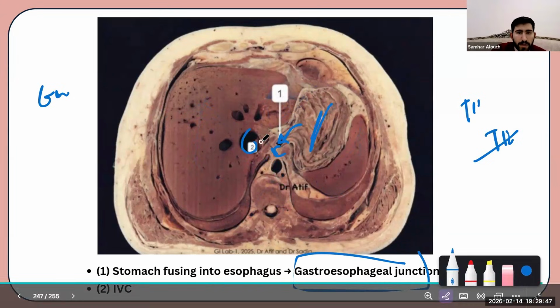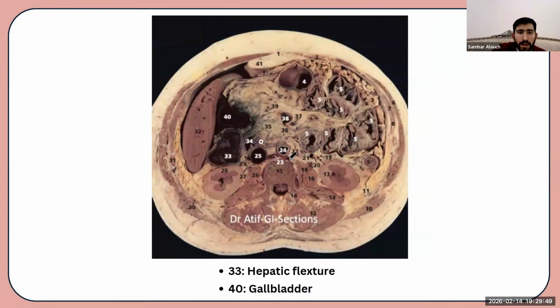What's this? Inferior vena cava, easy. Now here, we have kidneys, okay? And we have the liver, and there is no hilum. So we are probably at T12, or like, most likely T12, okay? Definitely T12. Anyway, let's look at the structures.